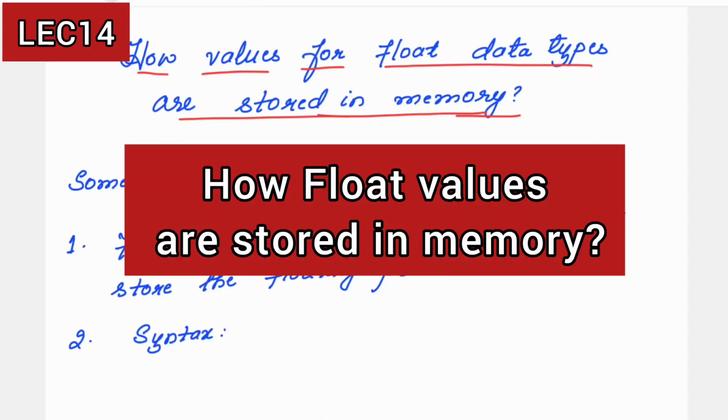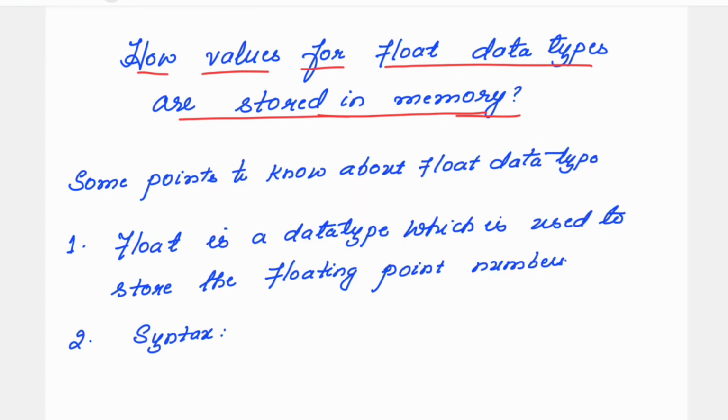Today's topic of discussion is to find out how the values for float data types are stored in memory. The following is the procedure to know how a float value gets stored in the memory. So before I start explaining this topic with an example, try to recall the points about the float data type. Float is a data type which is used to store floating point numbers.